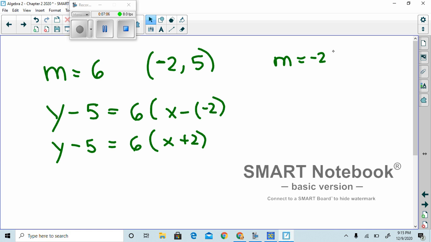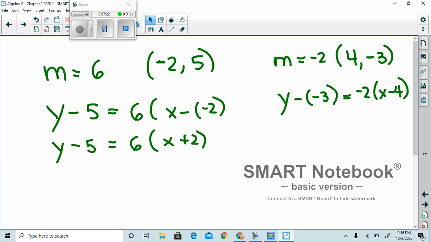One last one to illustrate this. If I have negative 2 and suppose I have 4, negative 3, I will then have y minus a negative 3 equals negative 2 times x minus 4. And again, I need to just rewrite this as y plus 3 equals negative 2 times x minus 4. We'll practice a few more in class, but that's all there is to point-slope form. And like I said, I don't find it as handy as slope-intercept form, and that's the one most of our focus will be on.